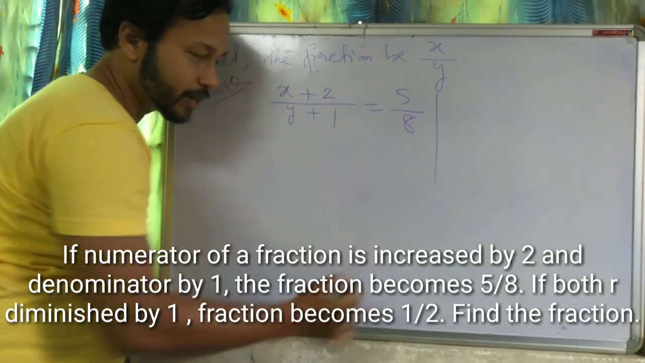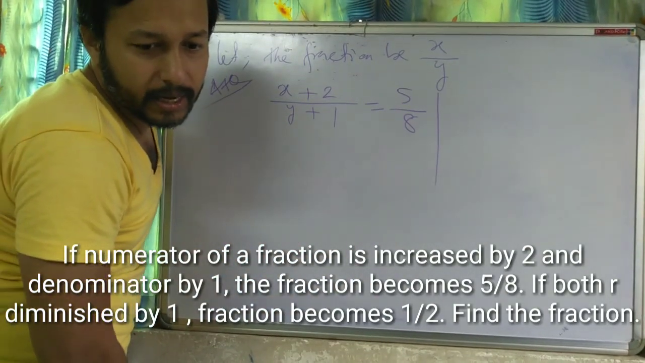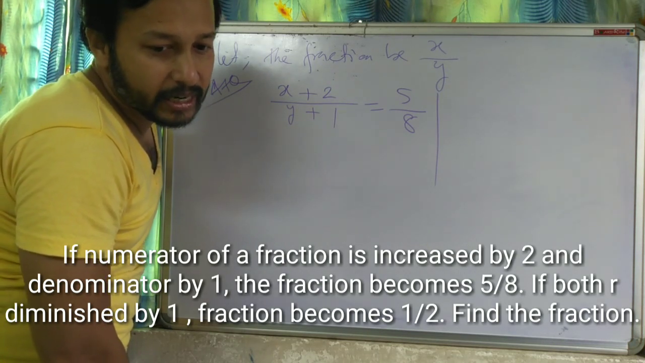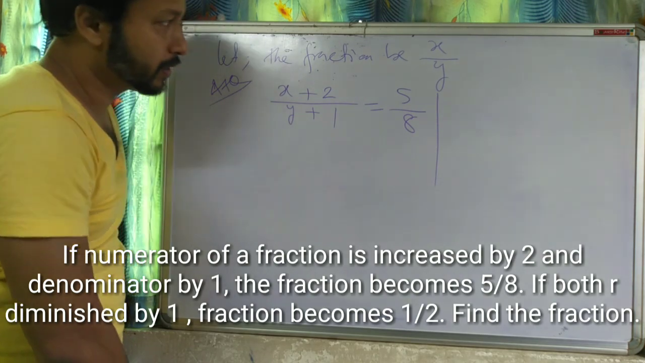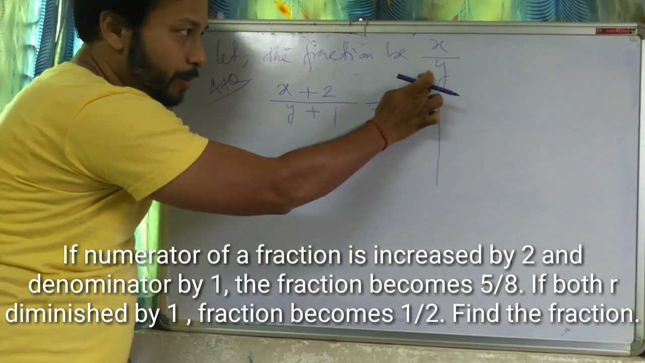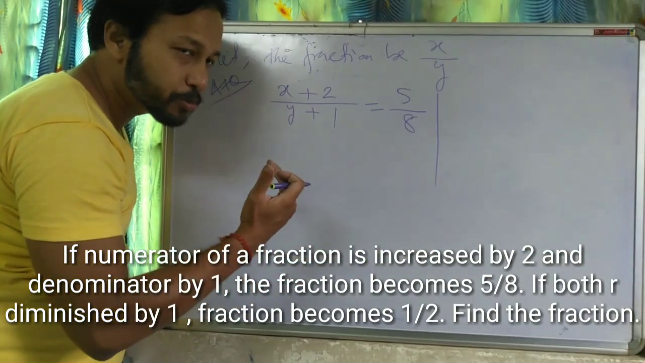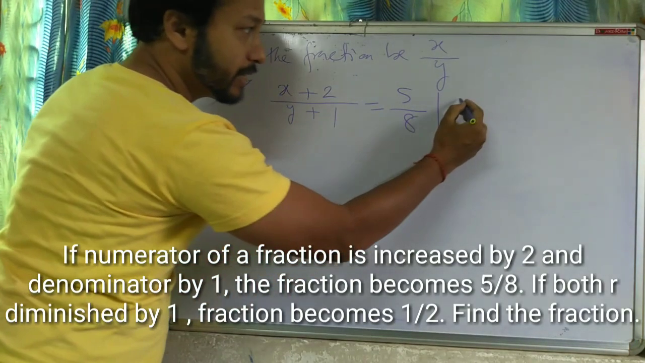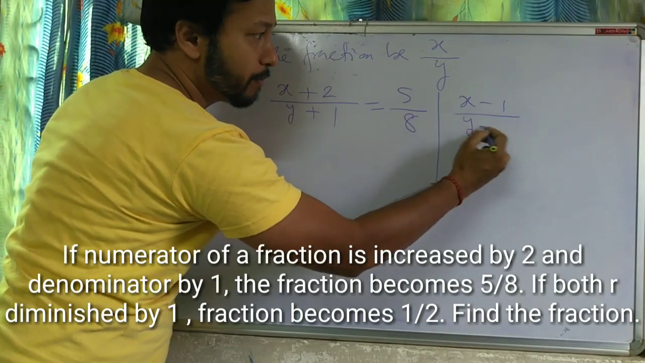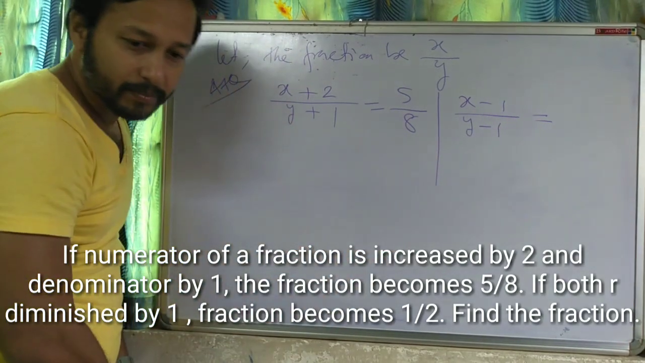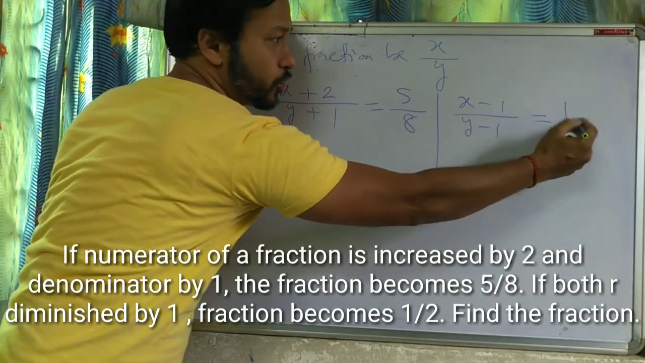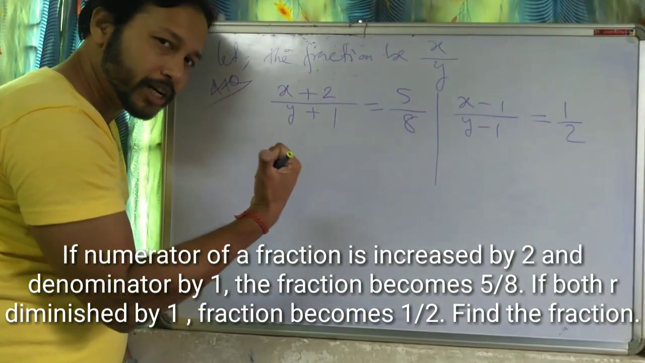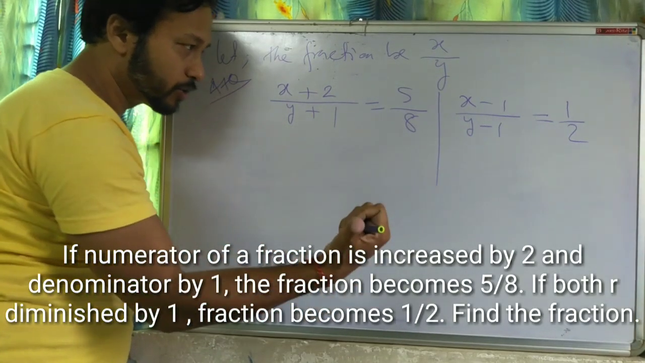Now next line of the question, see. And if numerator and denominator are each diminished by 1, numerator and denominator both are diminished. Diminished means minus, reducing by 1. That is x minus 1 by y minus 1. What we are getting? We get 1 by 2. So this is what we got according to this question, and this is also according to this question.